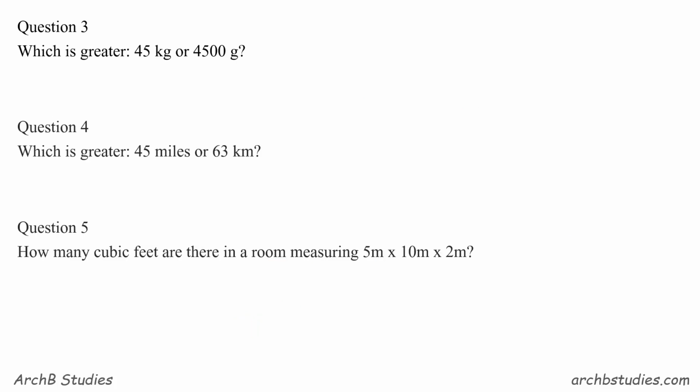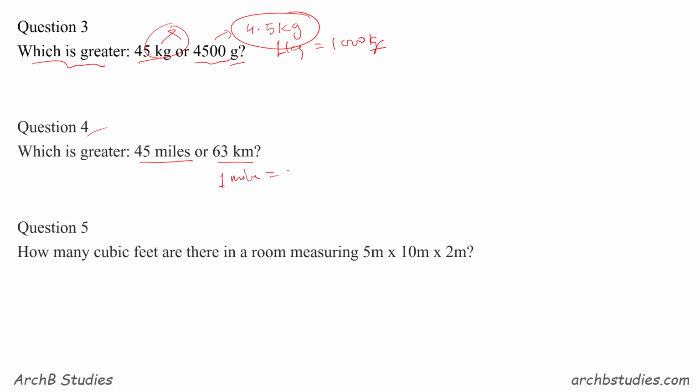So now third question is, which is greater, 45 kg or 4500 grams? As we know that 1 kg equal to 1000 grams, so this will become 4.5 kg. So of course this one is greater. Question number 4 is, which is greater, 45 miles or 63 kilometers? So we have learned in the previous slide that 1 mile equal to 1.6 kilometer. So 45 miles equal to 45 into 1.6. So this comes 72 kilometers. So of course this one is greater.